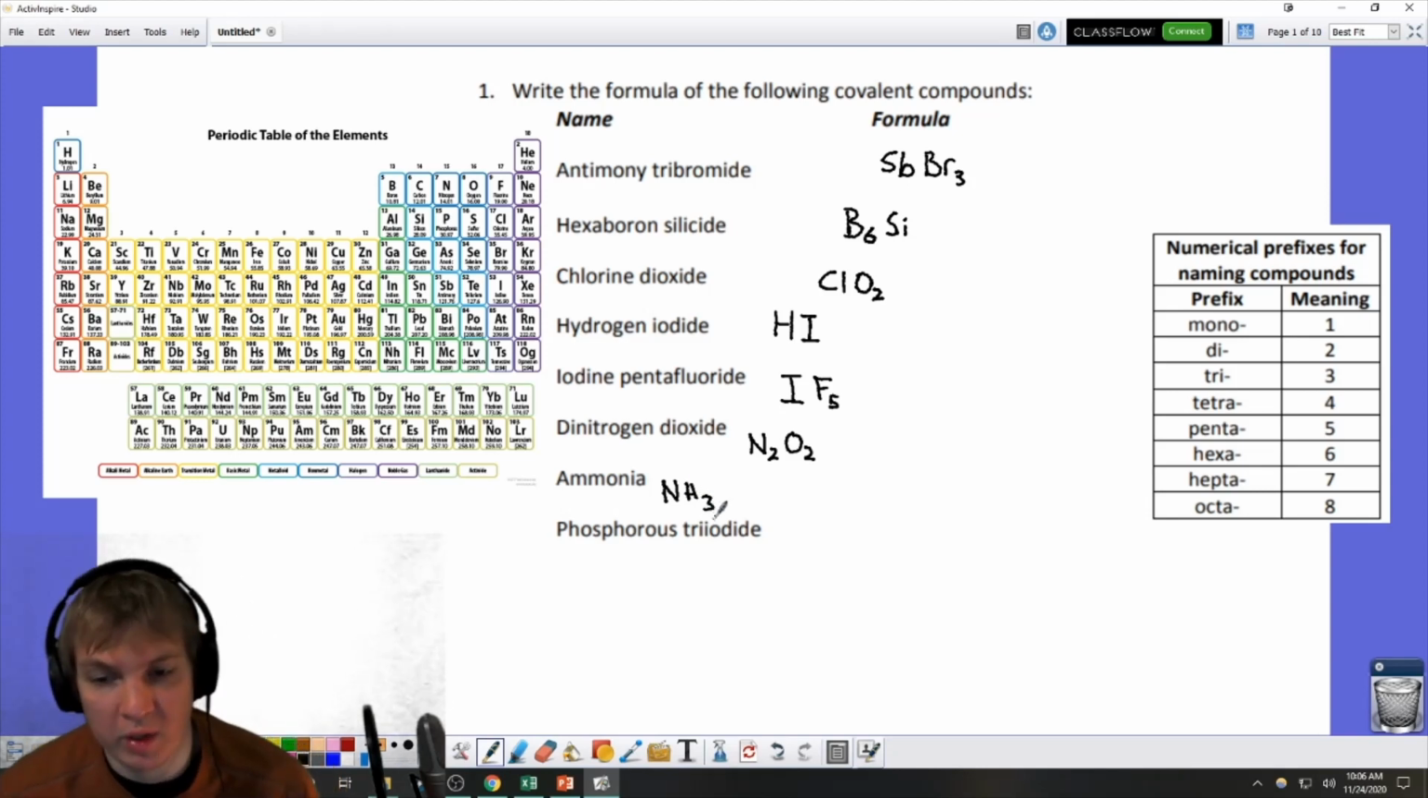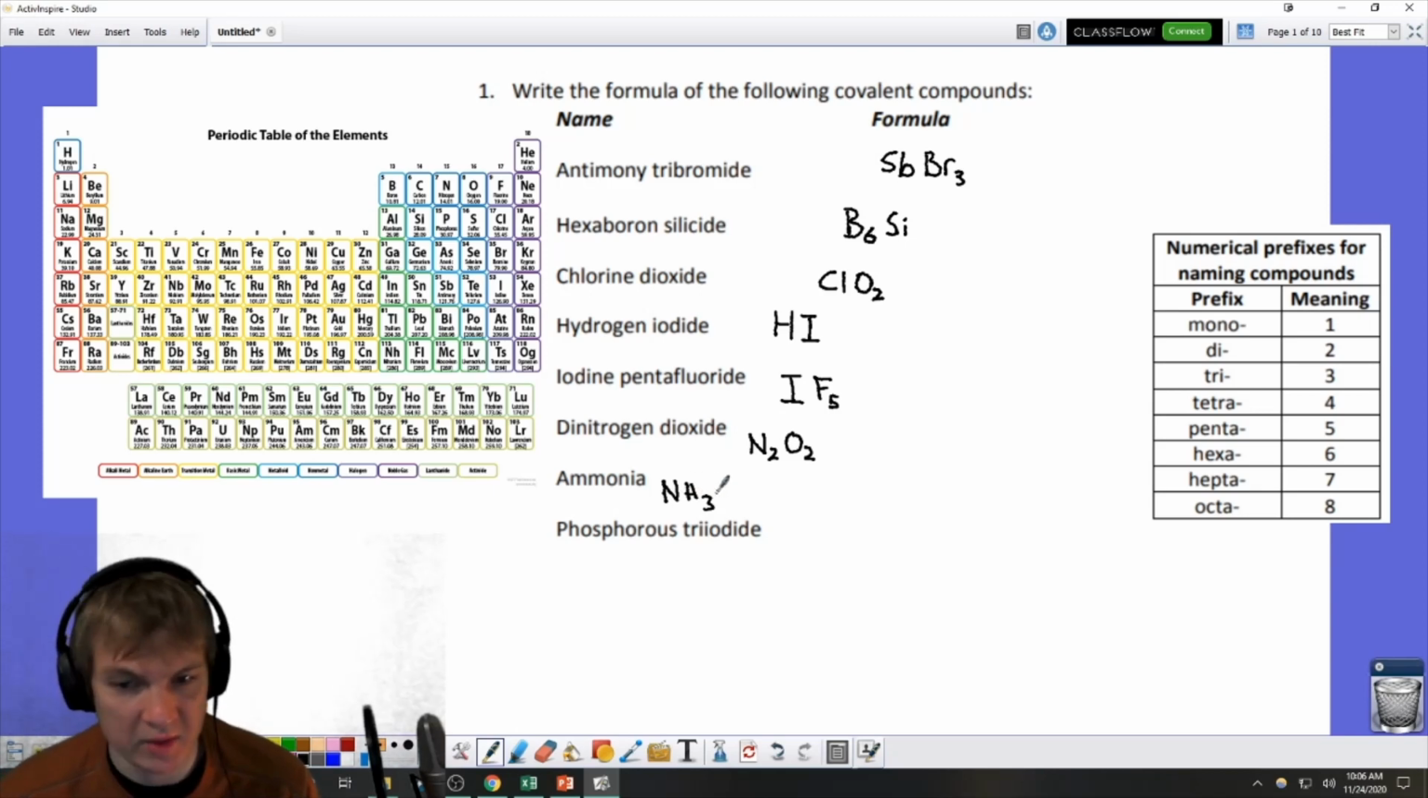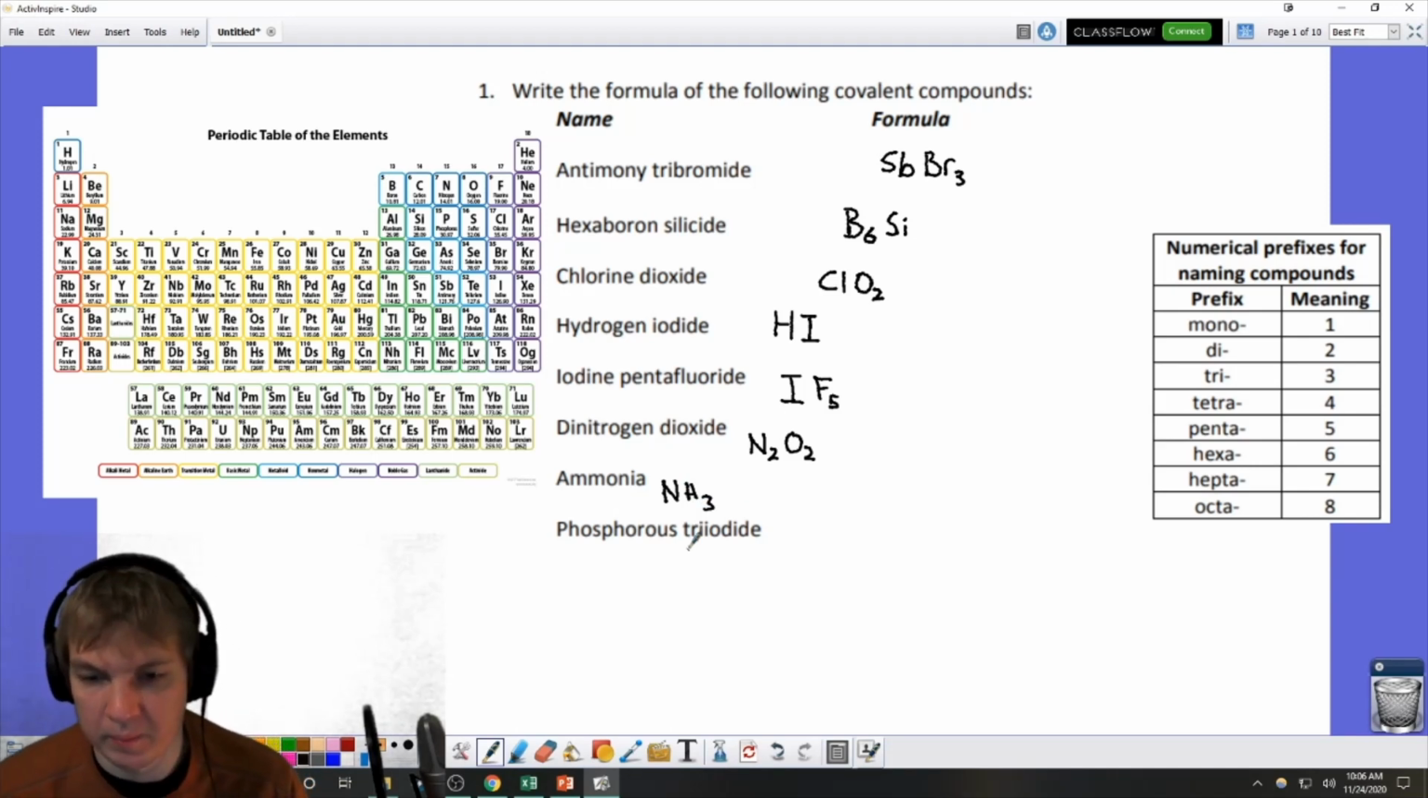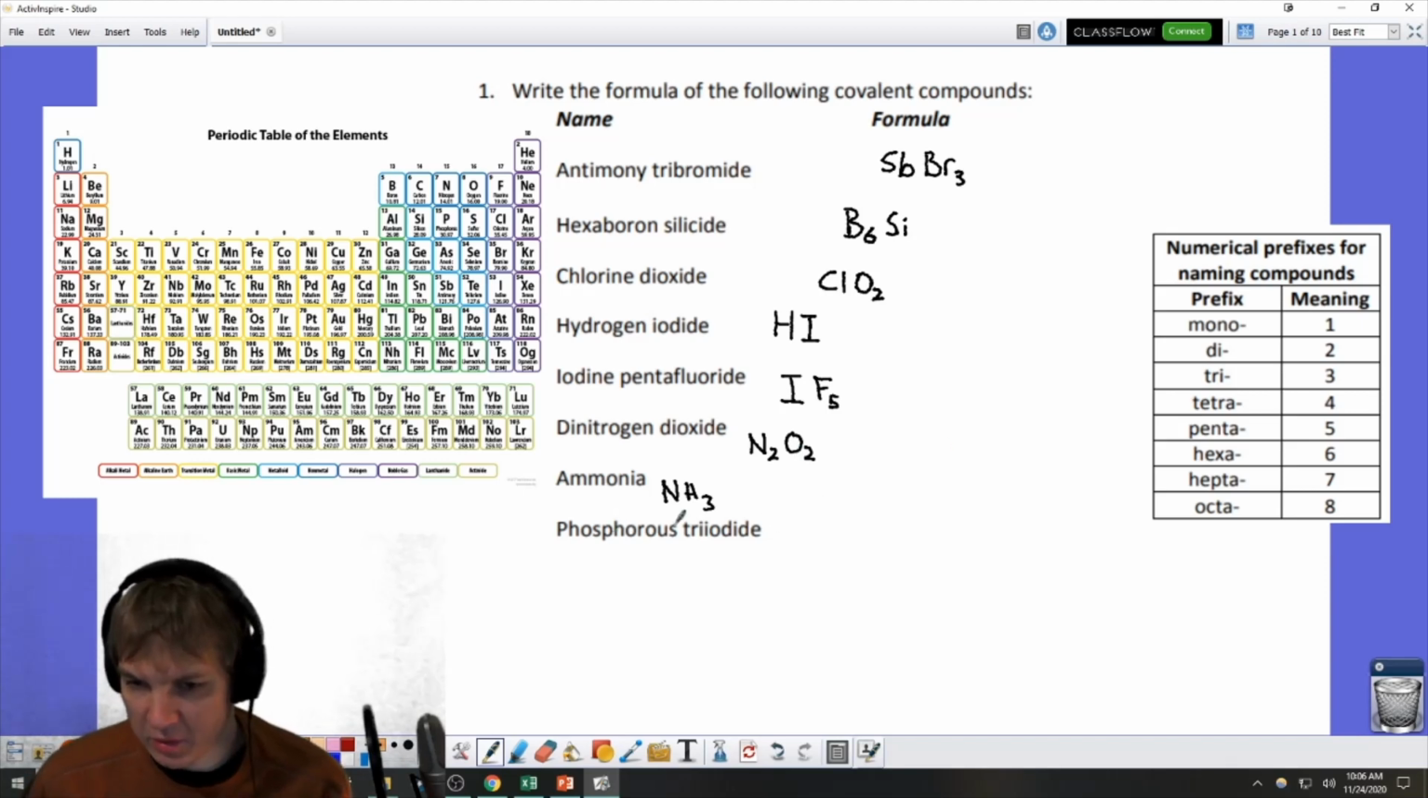So NH3 is ammonia. You could also call it nitrogen trihydride. That's another name for ammonia, but in this case, it does have a specific name, similar to how water is called water and not dihydrogen monoxide. All right, and the last one here for practice problem number 1, phosphorus triiodide.